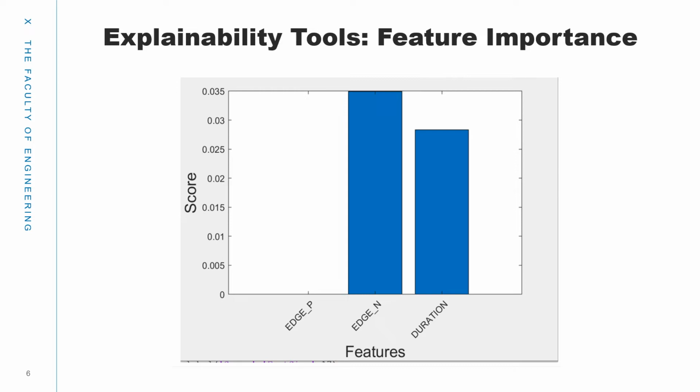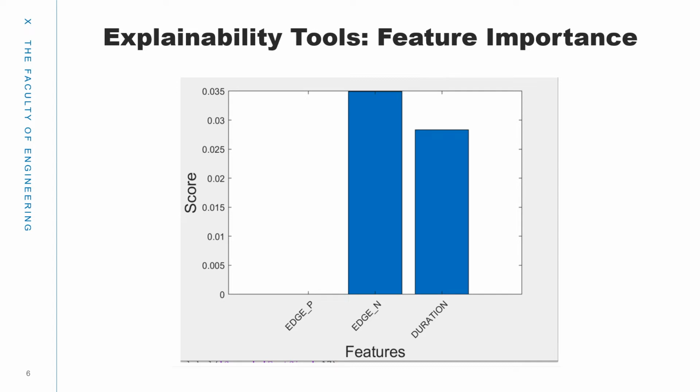As previously mentioned, the explainability tools used in this paper are feature importance, ICE, and PD plots. The figure seen here is the feature importance graph. Feature importance provides global explanation.